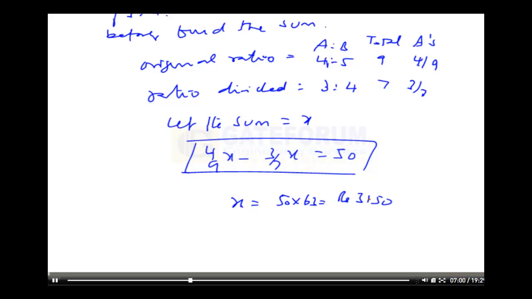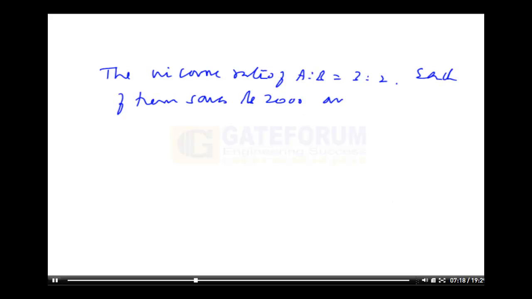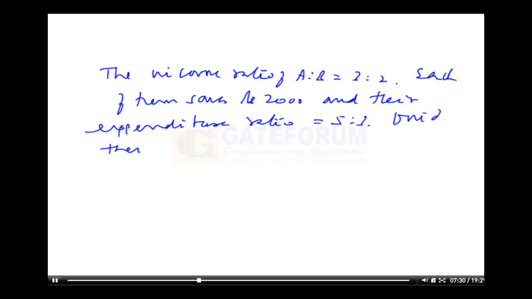I'm giving some basic, commonly asked kinds of sums. The income ratio of A and B is 3 is to 2. Each of them saves rupees 2,000 and their expenditure ratio is 5 is to 3. Question is, find their respective incomes.